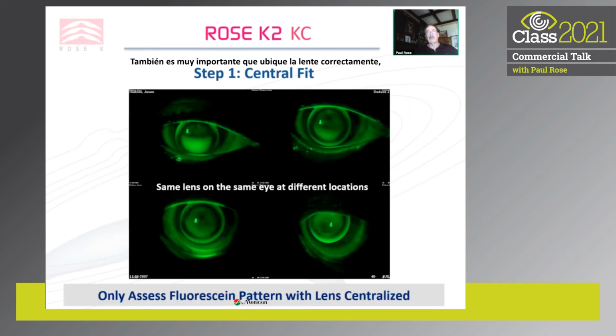Also, it's very important that you locate the lens correctly. You can use the lower lid margin to do that. You should only assess the fluorescent pattern with the lens centralized over the pupil. You can see here this looks like the lens is pooling, and the reason is if the lens lags down, it will often pull inferiorly. If it actually locates high, it will pull superiorly. So it's important to locate the lens centrally over the pupil.